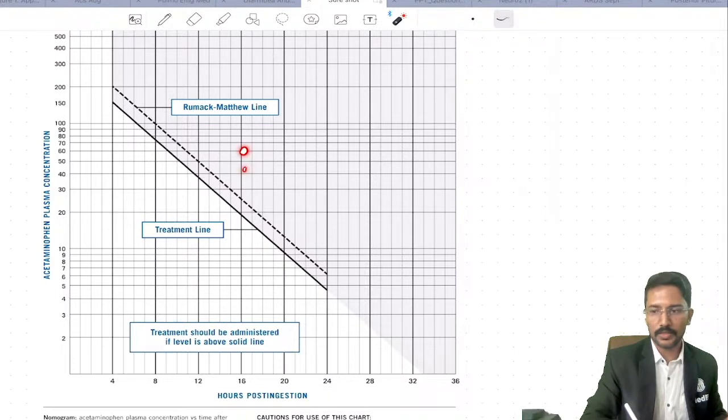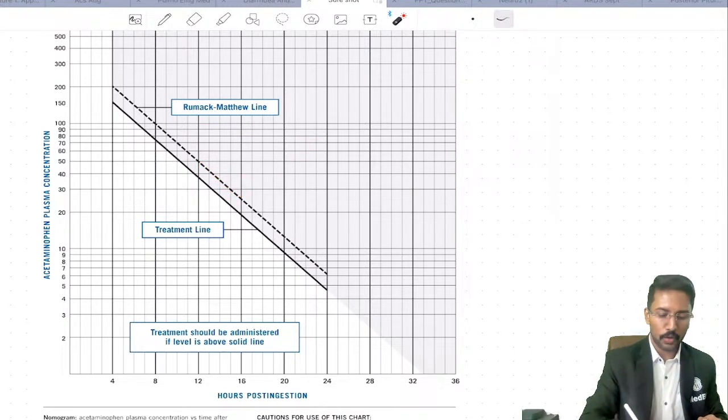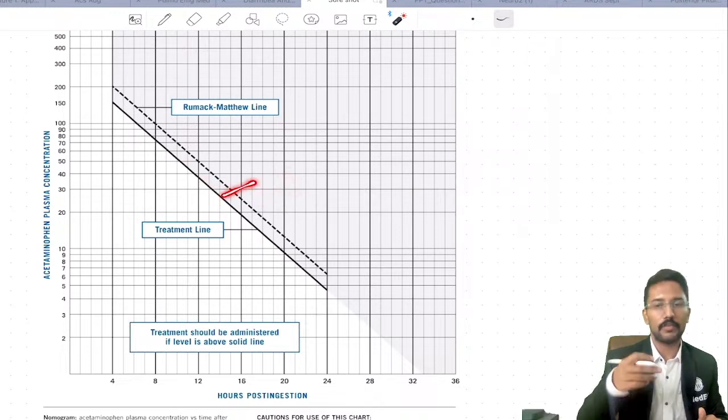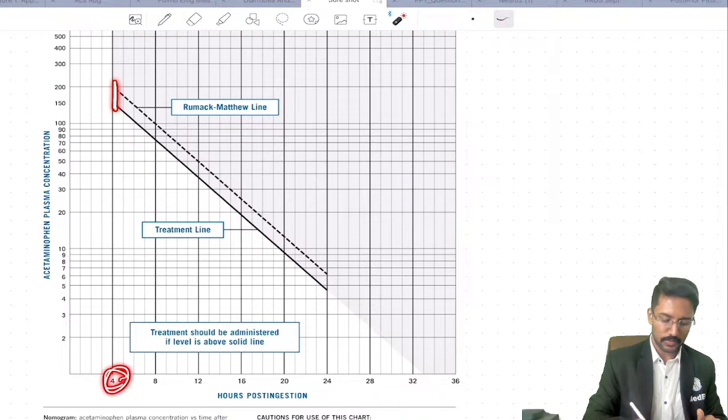You can see 2 lines here. One line is called the treatment line. The other line is called the Rumack-Matthew line. Anything which falls above the Rumack-Matthew line is associated with liver toxicity. But for patient safety, we want to treat much lower, about 25% lower. So anything that is above the treatment line, we should treat. The line begins at 4 hours, not before that.